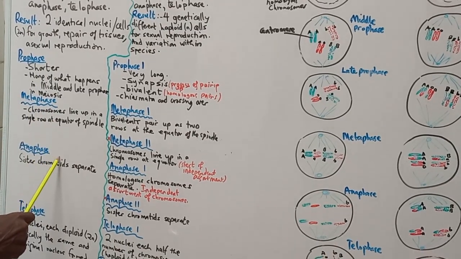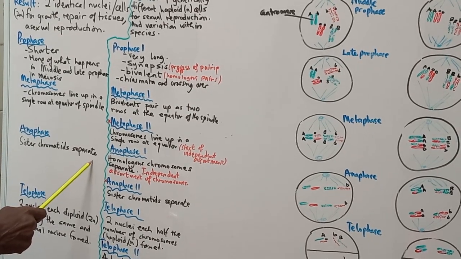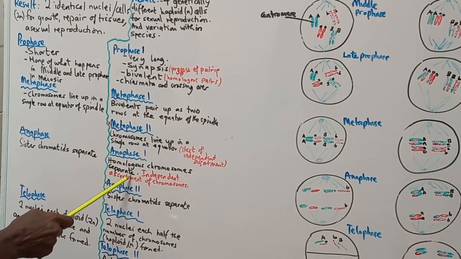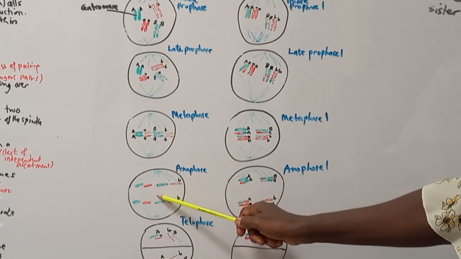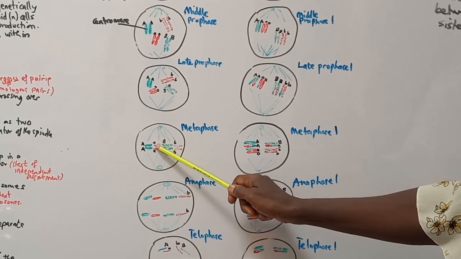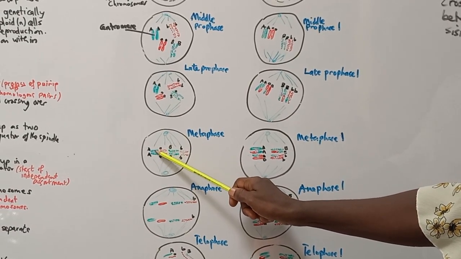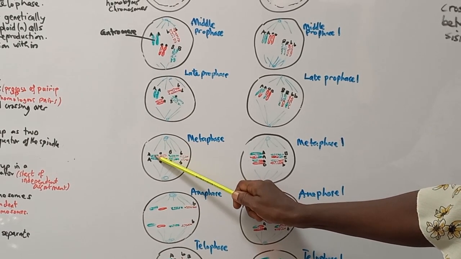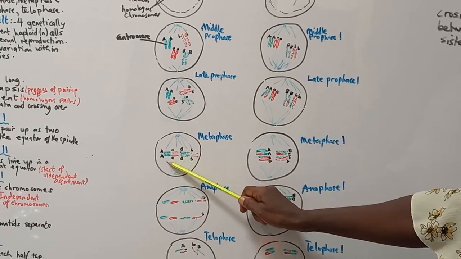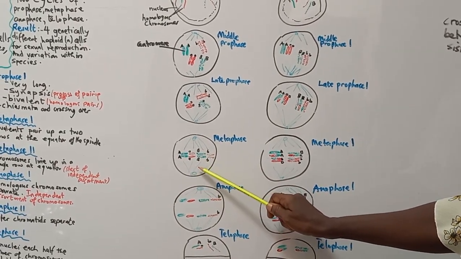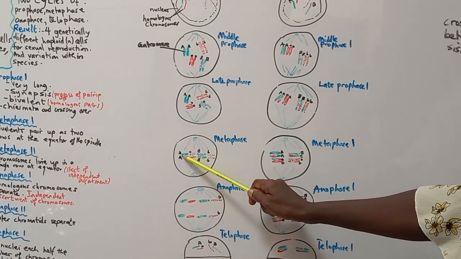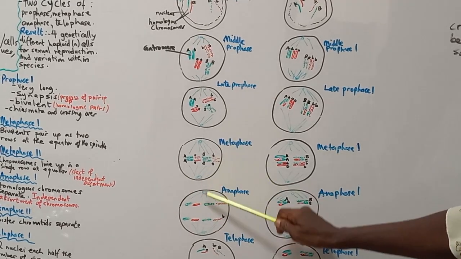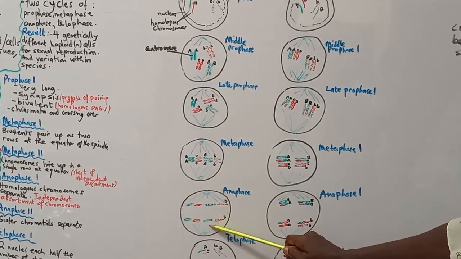Anaphase in mitosis, sister chromatids separate. Anaphase 1 in meiosis, homologous chromosomes separate. Now here is metaphase, here is anaphase. At anaphase, the centromere holding the sister chromatids breaks. So the centromere here will break and this chromatid will be pulled up and this one down. So in mitosis at anaphase, the centromere breaks and sister chromatids are pulled to opposite poles of the cell.